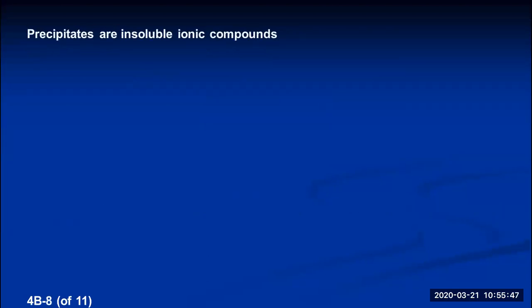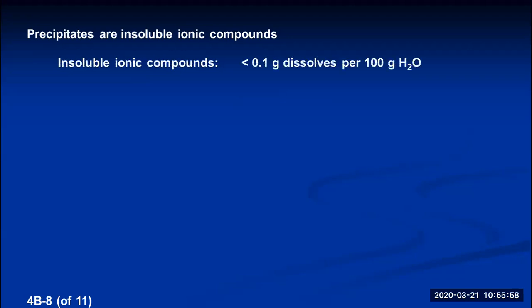So a precipitate is an insoluble compound. And quantitatively, that actually has a meaning. Insoluble ionic compounds are compounds whose solubilities are less than 0.1 grams dissolved in 100 grams of water. So they actually could dissolve in a microscopically small amount. But if it's so small that it's fairly negligible, we call those compounds insoluble.